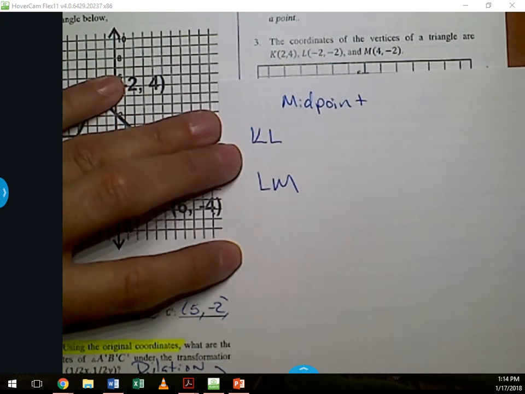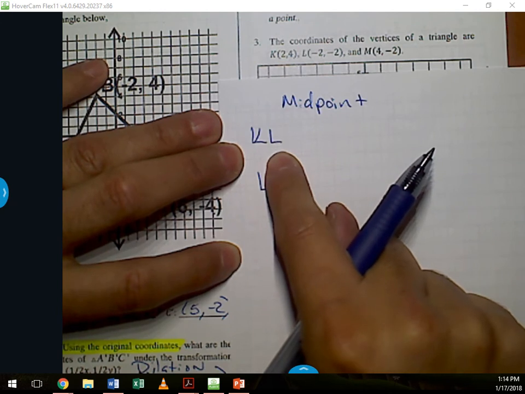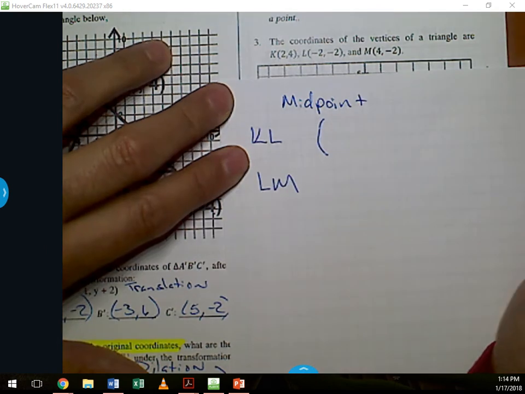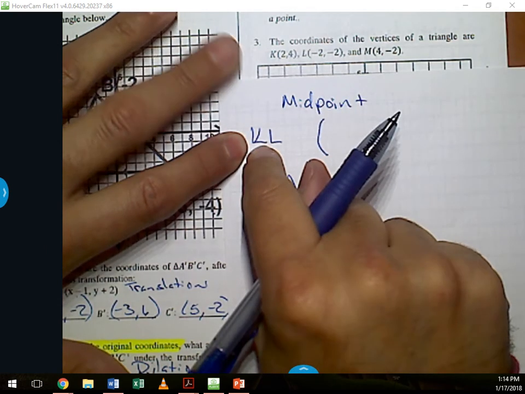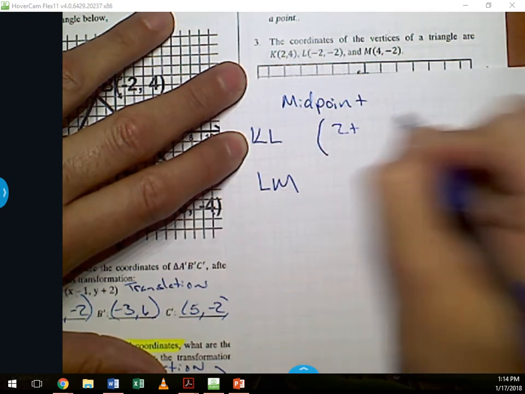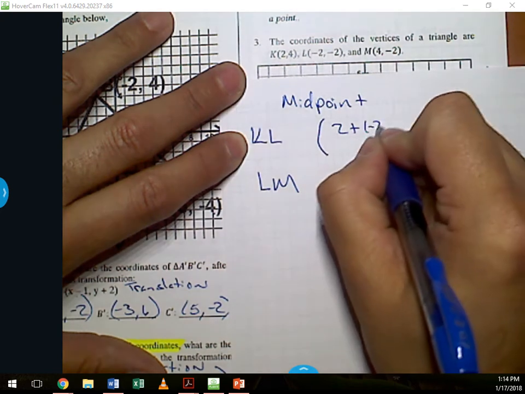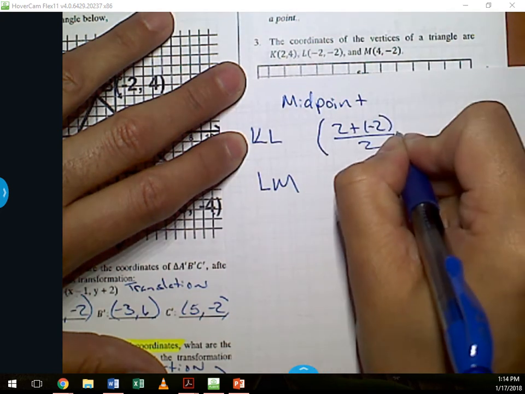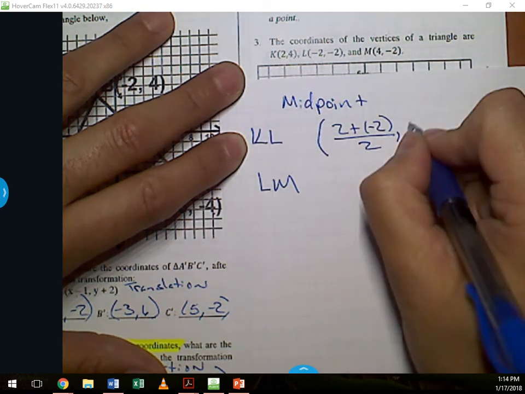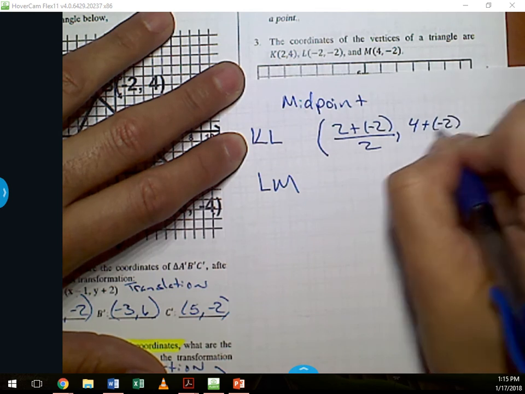So KL and LM. Which one's my second point? L, right? Okay. So now for the midpoint. So the midpoint formula. Okay. So that means K is my first point. So what is X from my first point? 2 plus. What is X from my second point? -2 all over 2, comma. What is Y from my first point? Plus Y from my second all over 2.